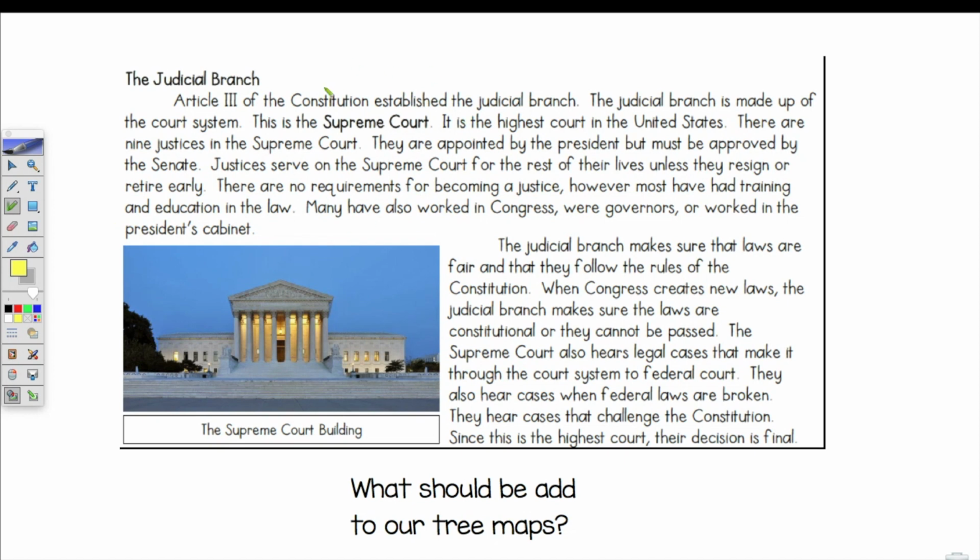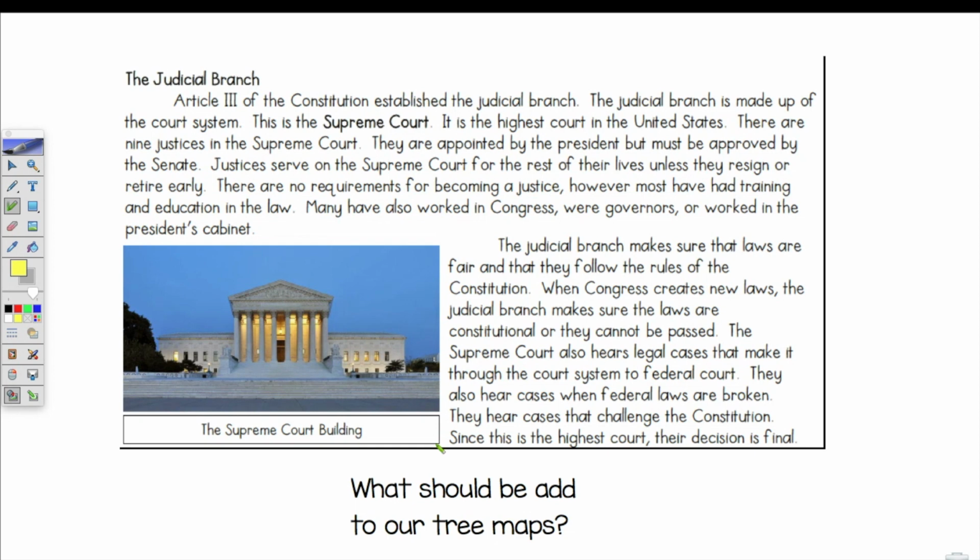Now, that's talking about the who, which is made up of the Supreme Court justices. Now, what is it that they do? What are their responsibilities? The Judicial Branch makes sure that laws are fair and they follow the rules of the Constitution. When Congress creates new laws, the Judicial Branch makes sure the laws are constitutional, or they cannot be passed. The Supreme Court also hears legal cases that make it through the court system to federal court. They also hear cases when federal laws are broken. They hear cases that challenge the Constitution. Since this is the highest court, their decision is final.